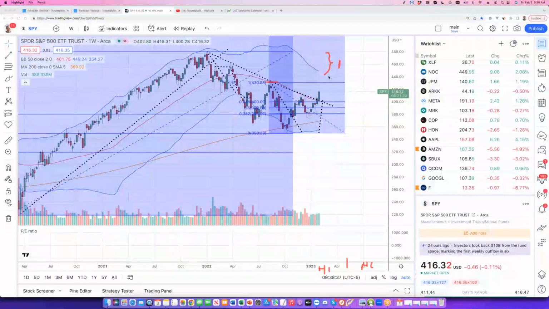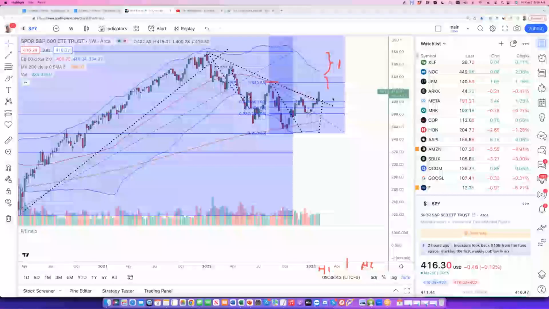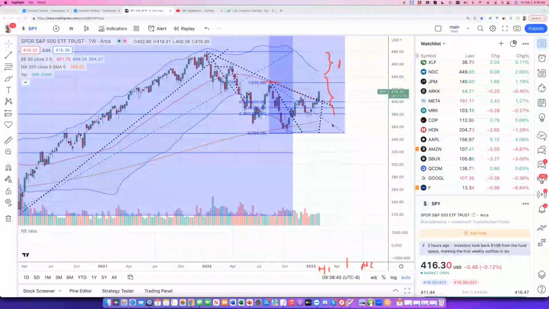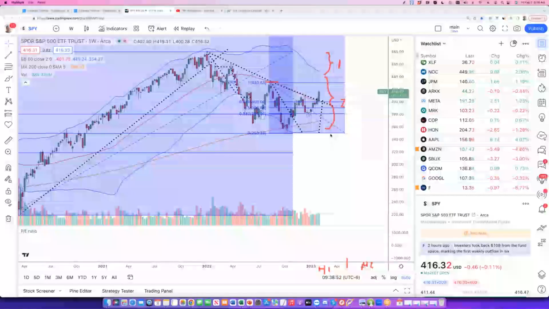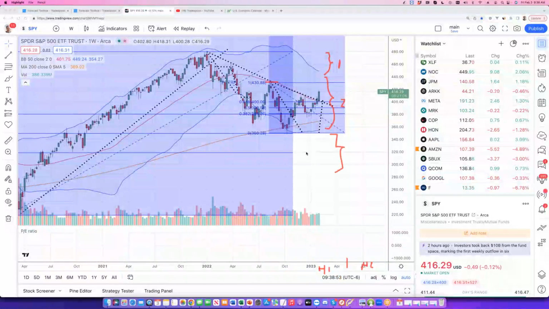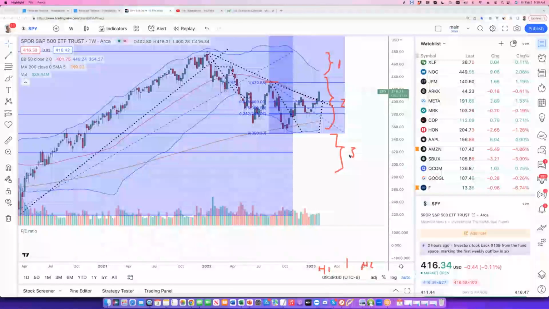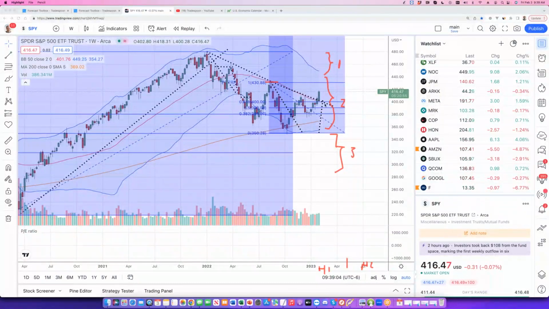Second scenario, we maybe touch 430, maybe even 440, but we trade in the range. All right, that's scenario number two. Scenario number three, we test or break 350, and we finish somewhere here. And that would be the second quarter, second earnings. So let's go through the scenarios, let's vote.